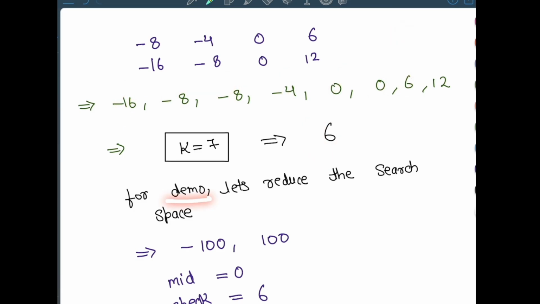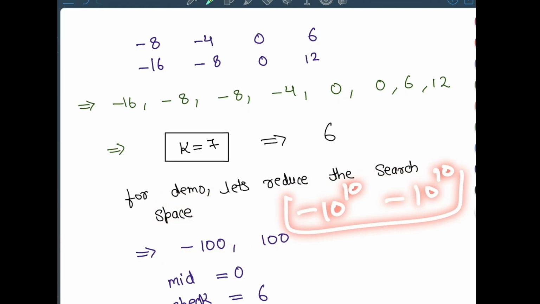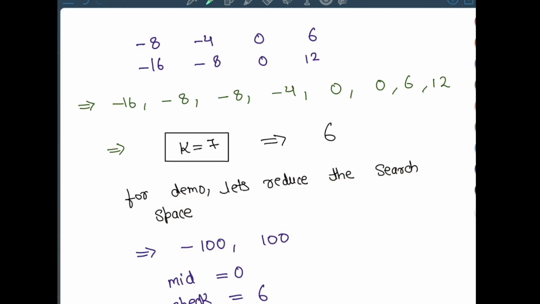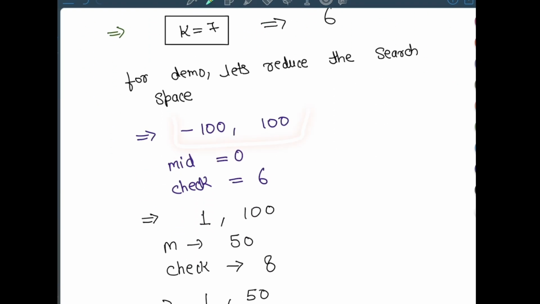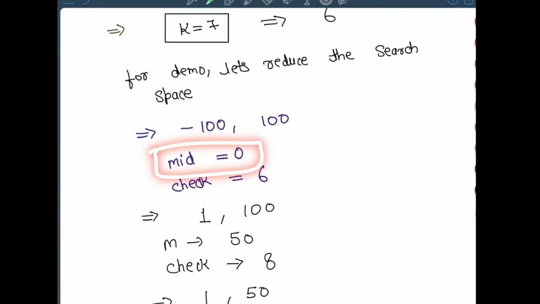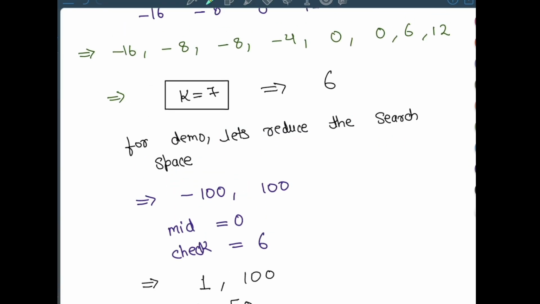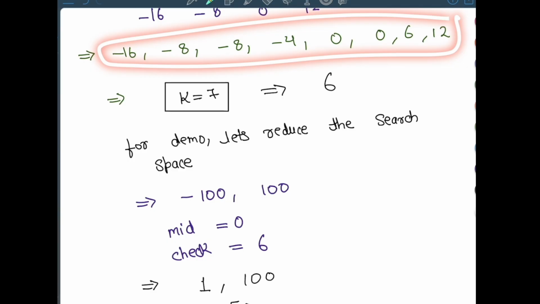Now for the demonstration, let's reduce the search space to minus 100 to 100. I know the search space is minus 10 to the power 10 to 10 to the power 10, but this will be very hard to demonstrate here. So let us say this is our search space. In this case, the mid value is going to be 0, because 100 plus minus 100 is 0, divided by 2 will be 0. I want to check how many products I have which are less than or equal to 0.